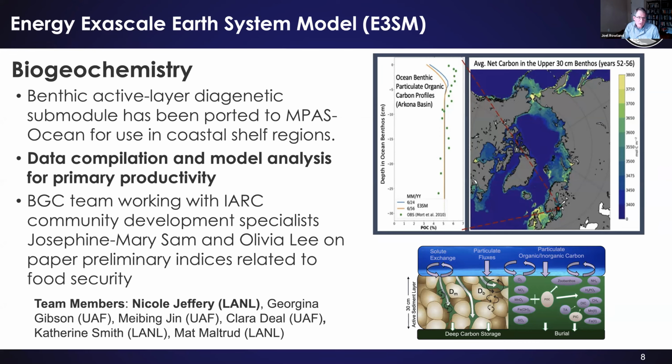Also related to biogeochemistry is an active effort led by our biogeochemistry team, particularly our collaborators at UAF, of data compilation and model analysis with a particular focus on primary productivity in the Arctic. And that's been leading to work on the human dimension side, working with people at the International Arctic Research Center on understanding the coupling of primary productivity changes and other environmental indices to look at food security, such as timing of open water, availability, and distance that people would have to travel to access marine resources.